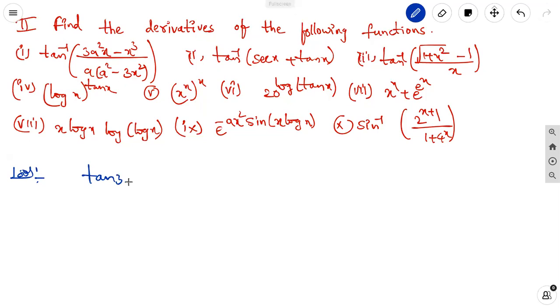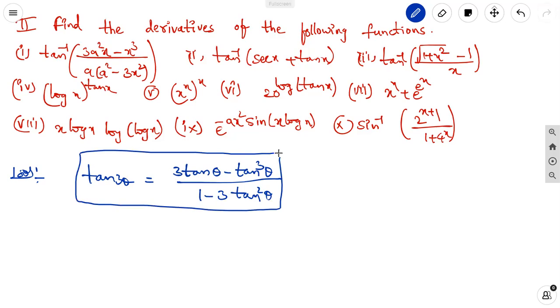Tan 3 theta equal to 3 tan theta minus tan cube theta by 1 minus 3 tan square theta. This is the tan 3 theta formula. See here, we can take x equal to tan theta, but since 3a square and a are also there, we take x equal to a tan theta.